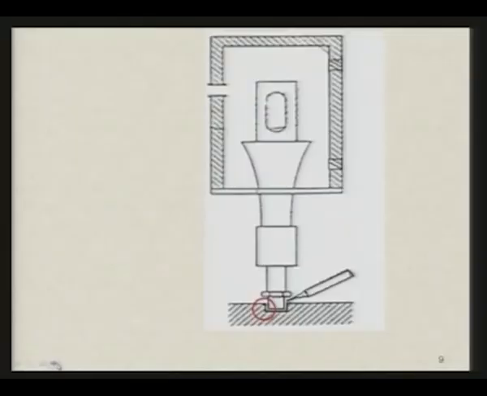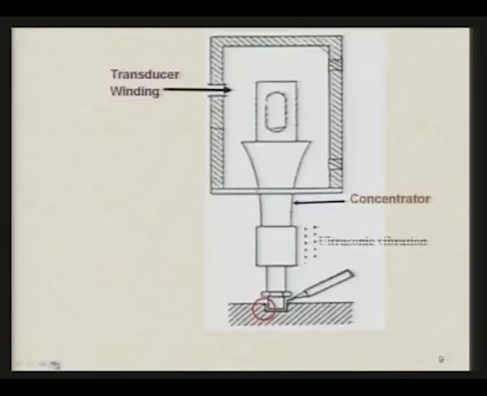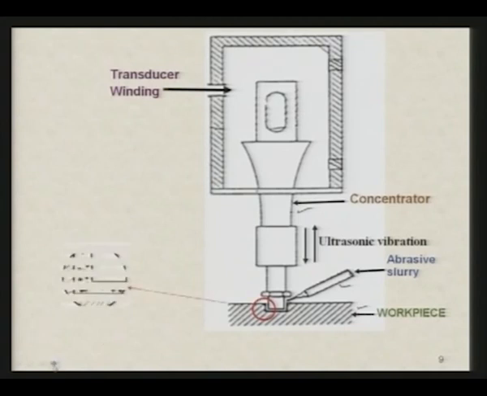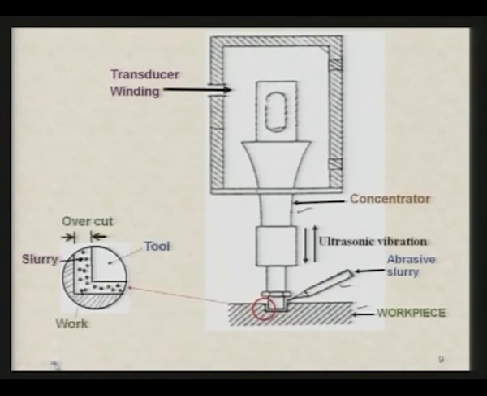As you can see in the schematic diagram of this, here is the transducer winding and there is a concentrator over here, and it is vibrating at ultrasonic frequency, and here is the nozzle which is supplying the abrasive slurry, and here is the workpiece. If you see the enlarged view of this particular portion, you will find that the tool is there, the workpiece is there and the slurry is there.